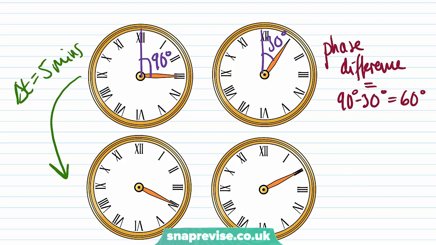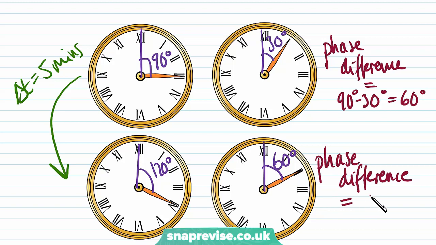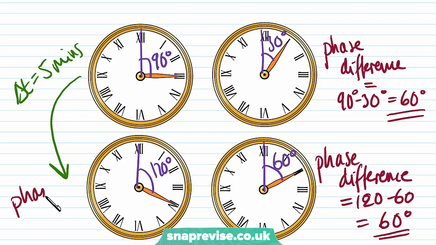So now let's measure the phase of each of the minute hands. So we can see the phase of the first minute hand is 120 degrees. It makes 120 degrees with 12 o'clock. And we can see that the phase of the second minute hand is 60 degrees. So again, we can calculate the phase difference of the 2 minute hands. And we find that the phase difference is equal to 120 minus 60, which is again 60 degrees. So we can see that the phase difference is constant for the 2 minute hands.